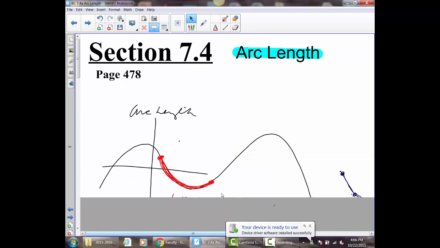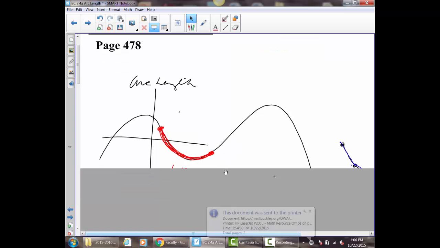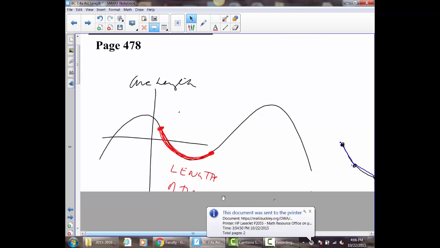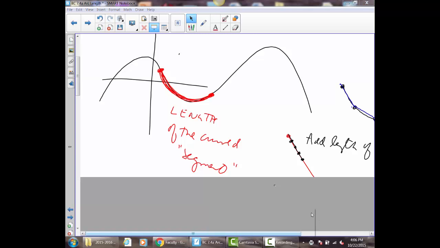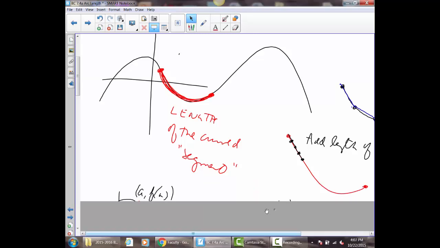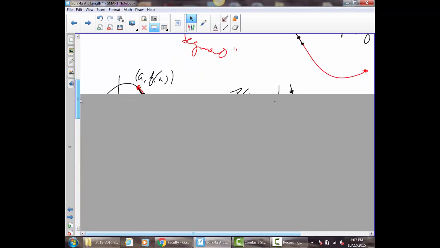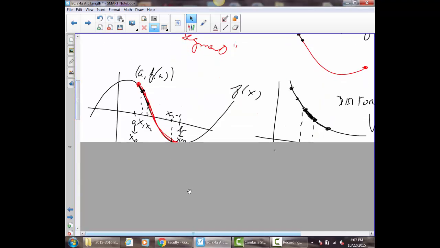So the arc length means if you were to take out a tape measure and measure a piece of a curve. And what is the formula for that? So we're looking for the length of the curved segment. If you broke it down into a whole bunch of little points and joined those points with little straight segments, you can actually see that what you'd be using would be the distance formula.